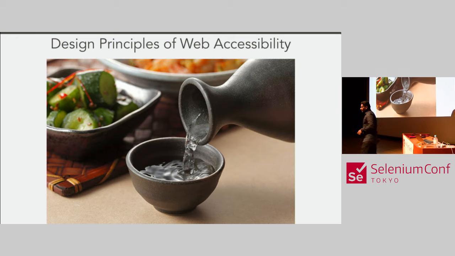So the next few slides are going to be from a developer perspective. We saw what web accessibility is, and in order to develop an application that is web accessible, there are a few principles that you should follow, and that's exactly what we're going to see. This picture depicts sake being poured into a traditional Japanese cup. So the design principles for web accessibility are nothing but POUR, P-O-U-R.